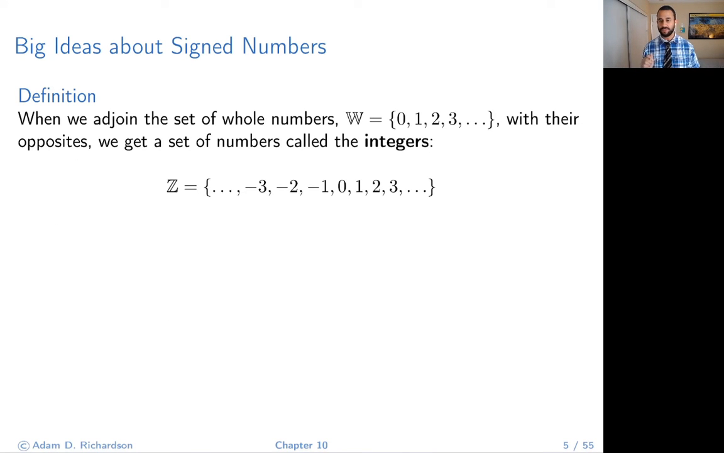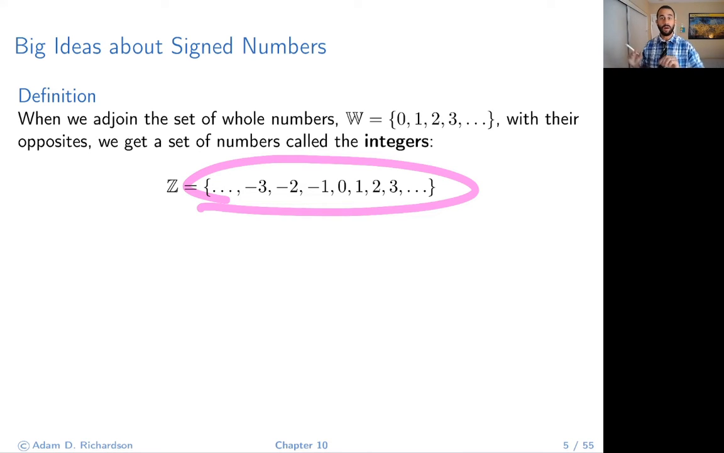Okay, so first we need to define the set called the integers. So the integers are basically the positive and negative whole numbers. It's this set right here. It's an infinite set, meaning that there are infinitely many numbers in it, right? You've got all of the positive whole numbers, and then you've got all of the negative whole numbers. So there's infinitely many of them.